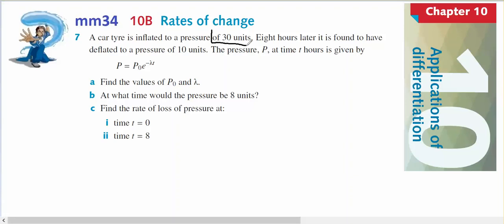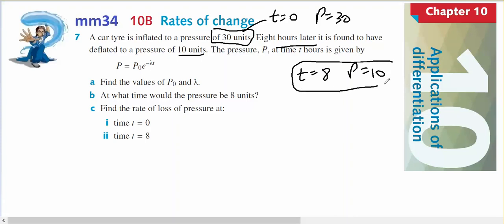So I know that when T equals 0, P equals 30, because it's inflated to that. That's when it starts. 8 hours later, it's found to have 10. So when T equals 8, P equals 10. So they're my two pieces of information.